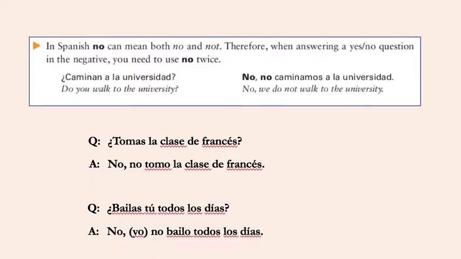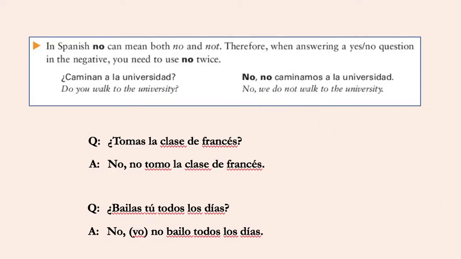Another thing, do know in Spanish, no can mean both no and not. So when answering a yes or no question in the negative, you have to use no twice. The first time to answer the question, por ejemplo, ¿caminan a la universidad? Like, do you all walk to the university? And you're like, no, no caminamos a la universidad. The second no has the meaning of do not or don't, as we often use in English.